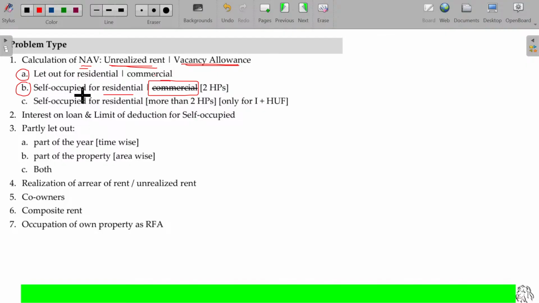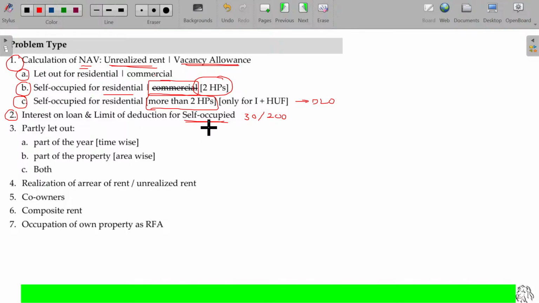property. The maximum number of house properties that can be used for self-occupancy purpose is 2. If you have more than 2 house properties for self-occupancy purpose, that will be called deemed to be let out. Clear? These are the cases we have studied. Interest on loan and limit of deductions of self-occupancy also we have studied. In case of self-occupied property, maximum interest deductible is 30,000 or 2 lakhs. Is that okay? So we have completed.